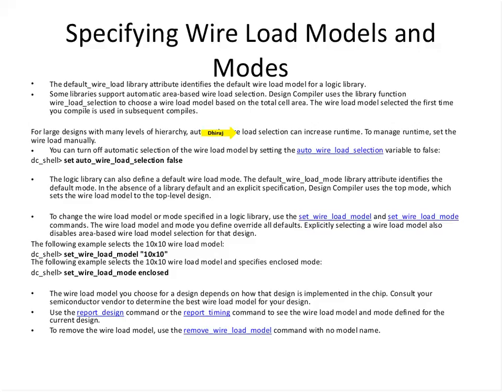Let's say your design has a lot of hierarchies. Many of these will be small, so it will pick up a small wire load model. Again for larger blocks, it will pick a larger area based wire load model. So it has different kinds of wire load models for different parts of the design. This can increase runtime. If you want to set this off, you can use this variable. The library can also define a default wire load mode. If the mode is not defined, Design Compiler will choose the mode top. So these two commands, set_wire_load_model and set_wire_load_mode, can be used to select these explicitly. You can say what wire load model to use and what wire load mode to use.